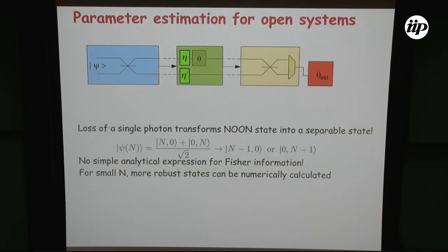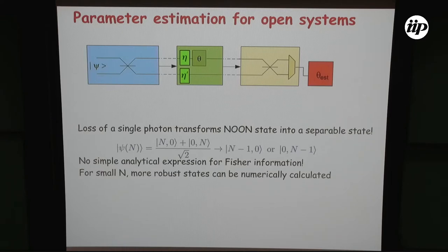For instance, if you take the NOON state in an interferometer, the loss of a single photon transforms this state into an actual mixture of this state and this state here. Okay? And the loss of a single photon occurs in a time which is the damping time, say, of the system divided by the number of photons. So it's a very short time. So this state is actually very unstable the moment you have a loss, even if it is a very small loss. So we are interested in analyzing these cases.